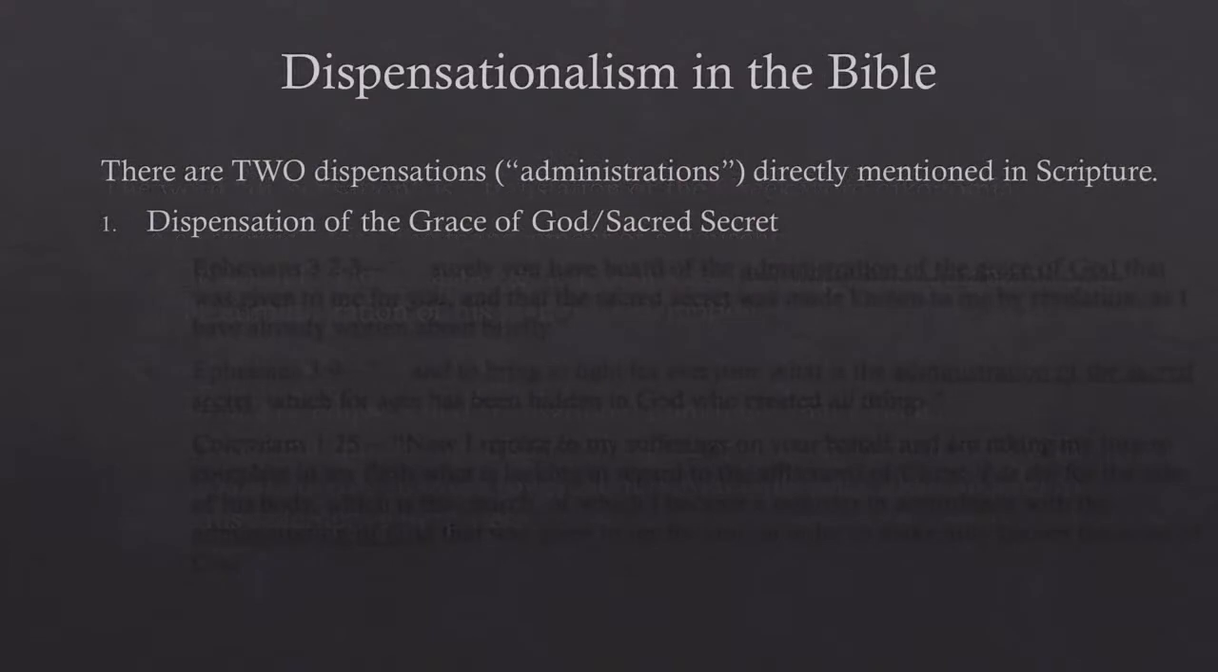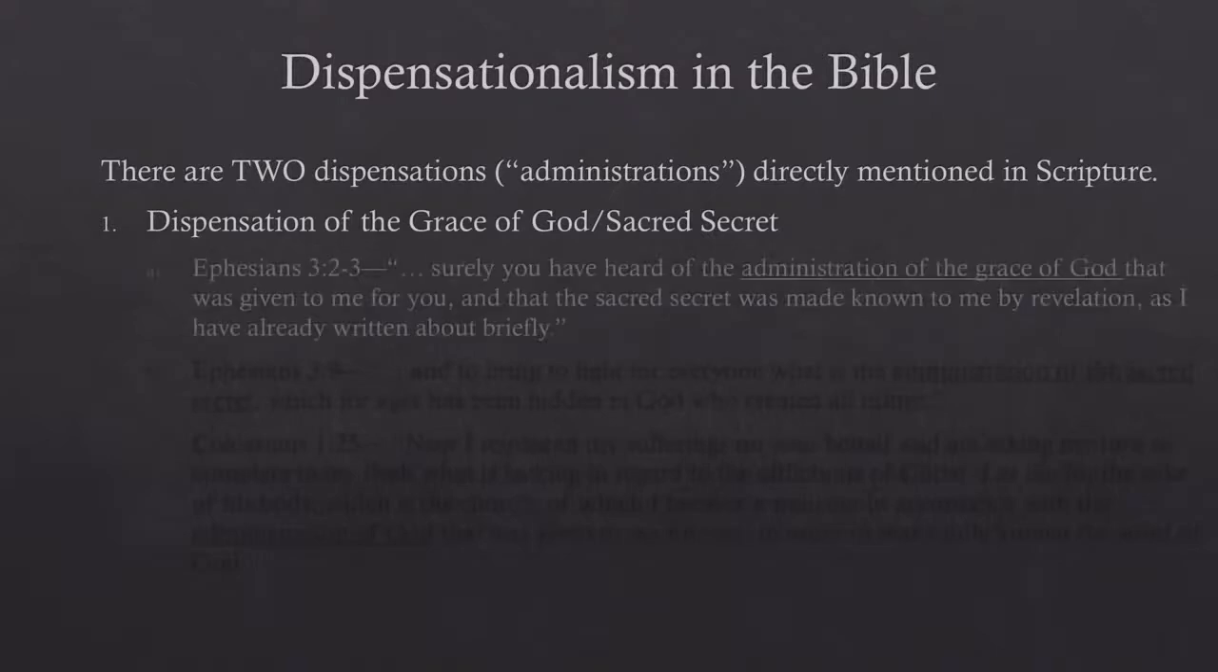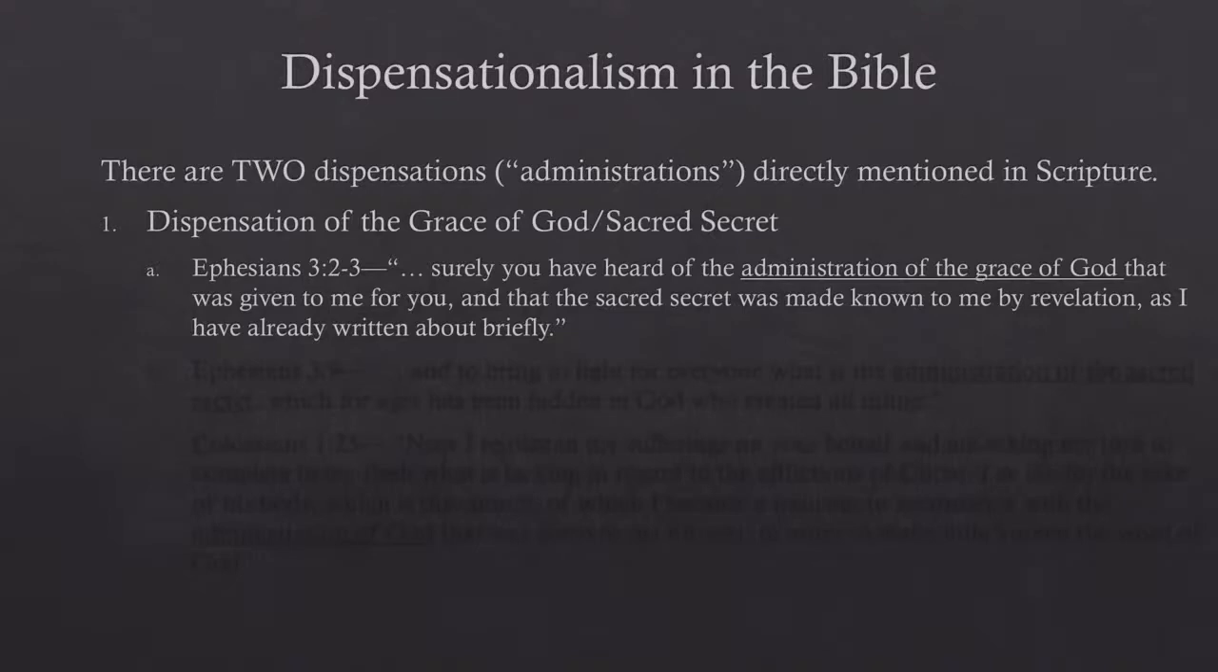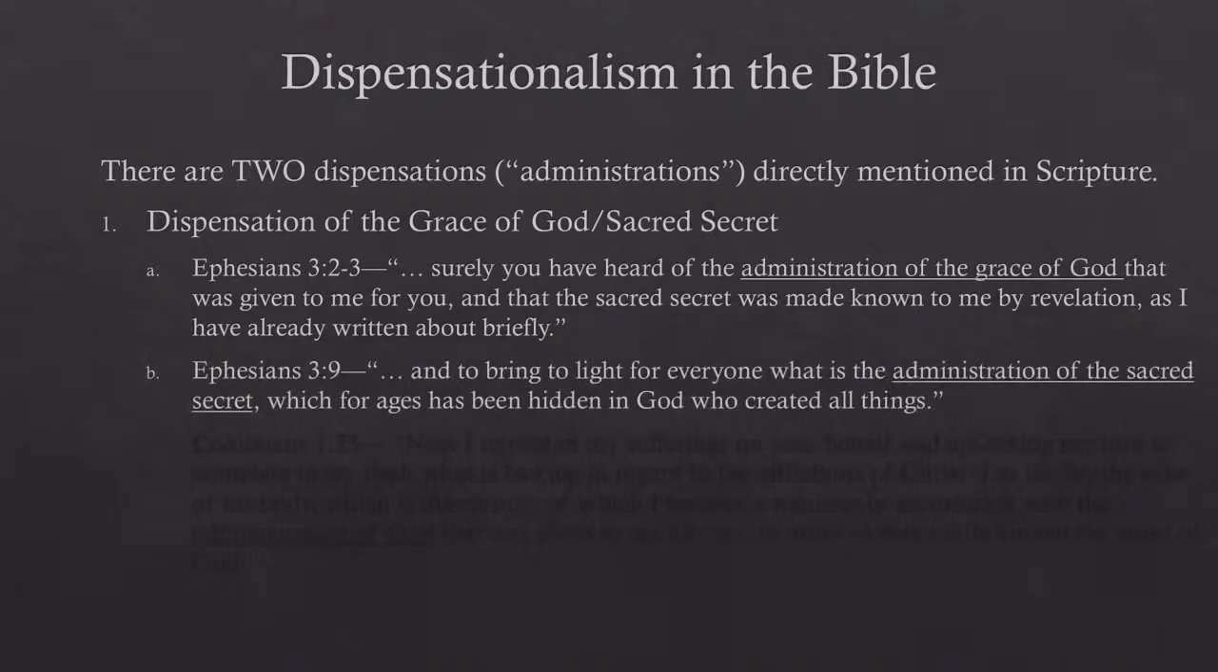Now, there are two dispensations explicitly mentioned in the text of Scripture. One is called the dispensation of the grace of God, also referred to as the dispensation of the sacred secret. We find this in Ephesians chapter 3, where Paul says, "Surely you have heard of the administration of the grace of God that was given to me for you, and that the sacred secret was made known to me by revelation, as I have already written about briefly." Later on in verse 9, he says, "And to bring to light for everyone what is the administration of the sacred secret, which for ages has been hidden in God who created all things."